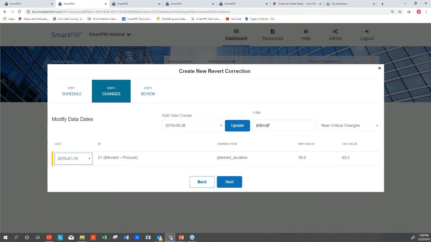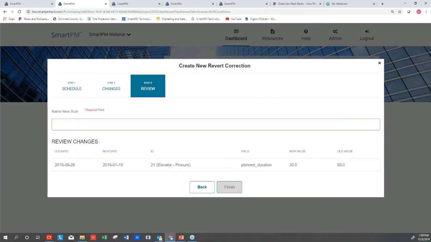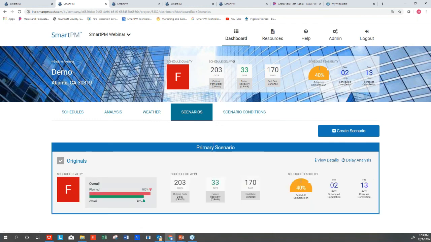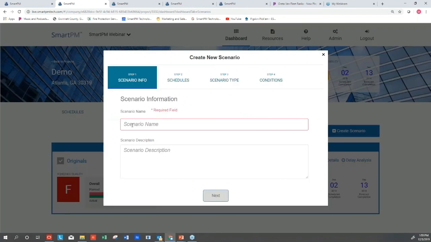I'm going to say that this is what I want that activity to look like, starting with the baseline schedule, because they changed it at some point. Clearly that duration was too long. I'm going to call it the elevator revert, and then I'm going to actually go analyze it with that in mind. So now I've got this rule that says elevator revert. I also want to maybe eliminate some of the schedules that I thought were overly compressed.